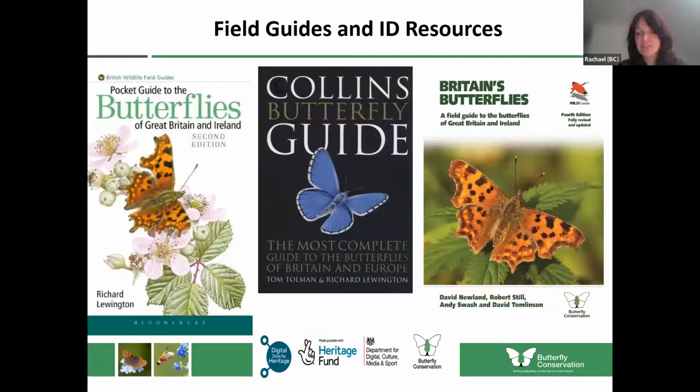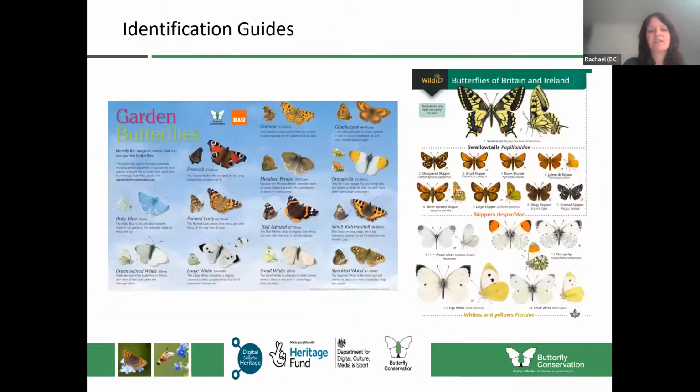So there's lots of resources out there to help you identify your species. There's lots of really beautiful guidebooks, and there's also lots of online resources. So here we have one of Butterfly Conservation's ID sheets. There's quite a lot of those available online, different habitats and different kinds of sheets for species. So you can access those. I think Dan's going to share you a link.